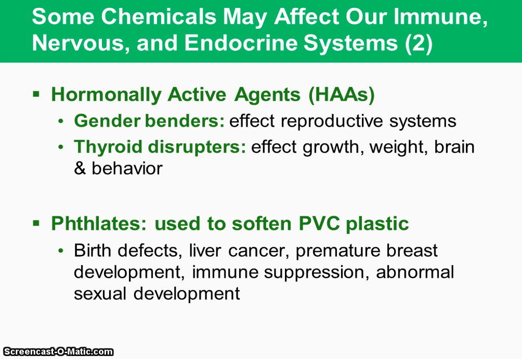Then you've got phthalates. Phthalates are used to soften PVC plastics. And so any plastic bottle, anything that's not hard, brittle plastic, has a phthalate in it. And what we figured out is that those phthalates are linked to birth defects, liver cancer, premature breast development, immune system suppression, and abnormal sexual development. And this is why you start to hear all the backlash against things like BPA, because those are what phthalates are. It's in your shower curtains. It's all around us because we didn't know for a long time that this stuff was dangerous.